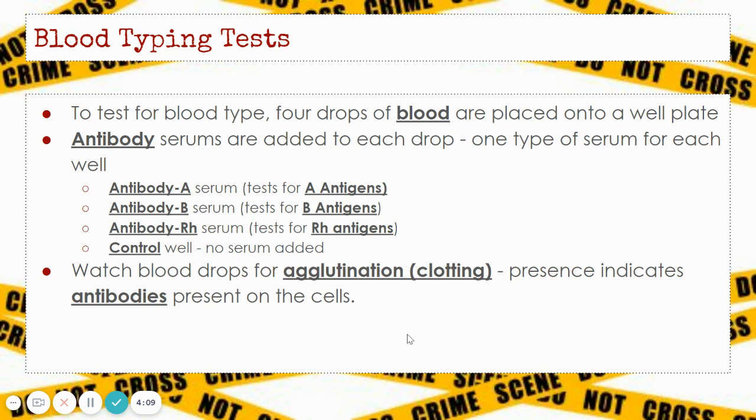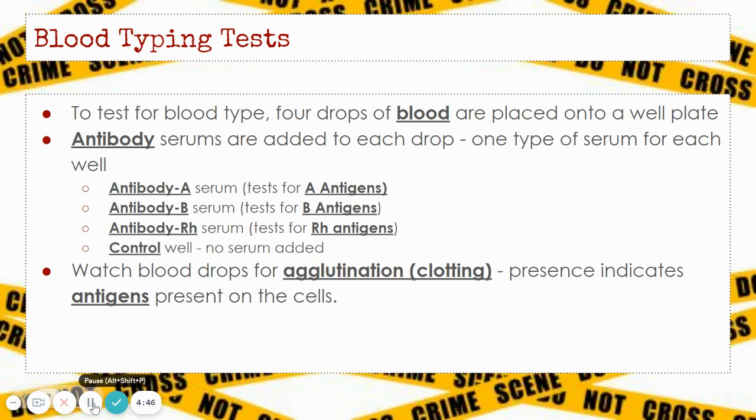That way, if the control well were to react in some way, then we know that something went wrong and we would have to retest. Maybe it was a contaminated sample. Maybe the well plate wasn't fully cleaned, whatever it may be. We would have to rerun that test because the control well should not react to anything.